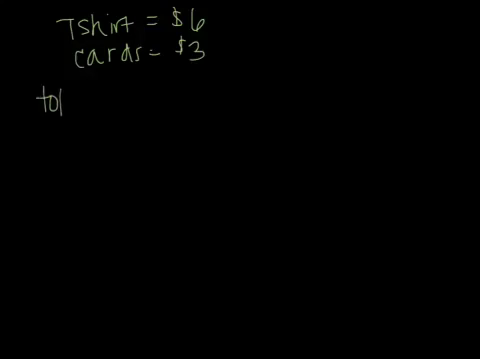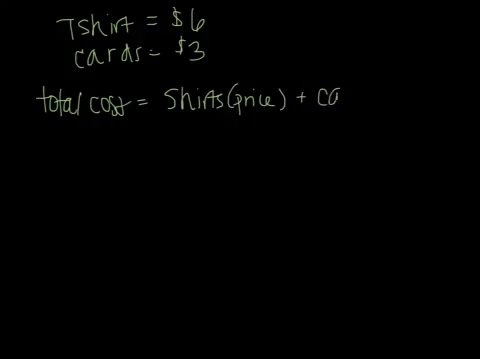So our total cost has to equal however much we're spending on shirts. So shirts times the price plus cards times their price. This equation is going to be in standard form. So our total cost, whatever that is, in this case is $30, equals the number of shirts.